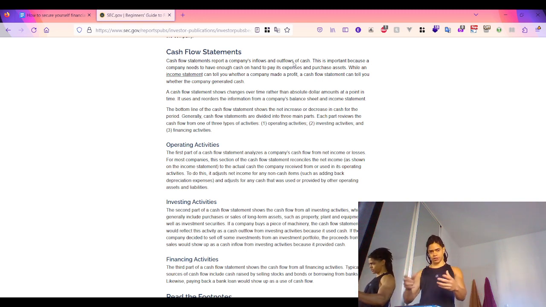So goodwill is another intangible asset, which is your brand recognition, reputation, and customer loyalty. And the other is investment in affiliates, such as joint ventures, which is a partnership between two or more companies to undertake a specific business activity or project where each party receives a share of that. So, for example, Crocs and Post Malone.